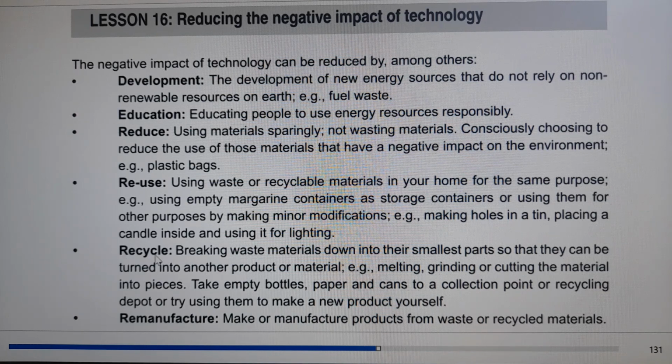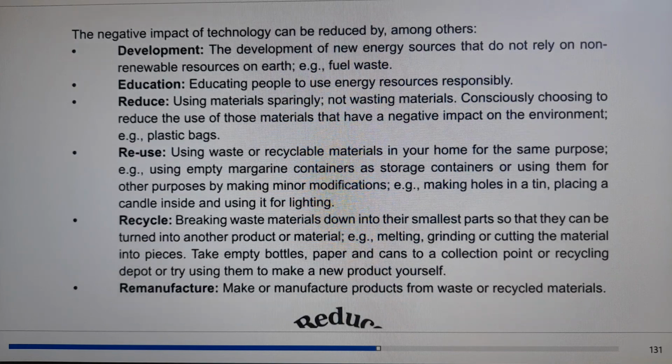The fifth one is to recycle. Recycle is breaking the waste material down into their smallest parts so that they can be turned into another product or material. For example, by melting, grinding, or cutting the material into pieces. So you can take empty boxes, empty bottles, papers, and cans to a collection point or recycling depot, or try using them to make new products yourself. And you can use them as well to make your technology projects.